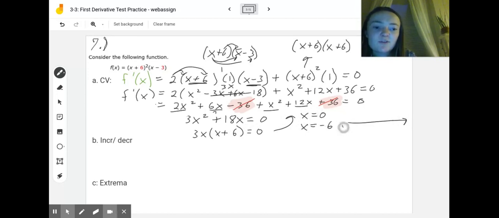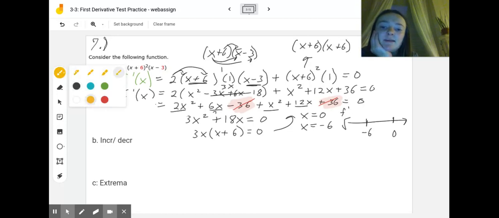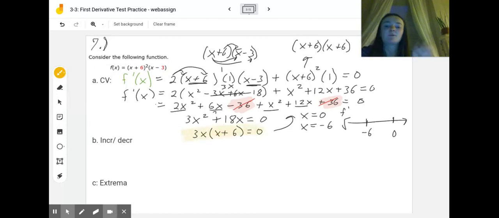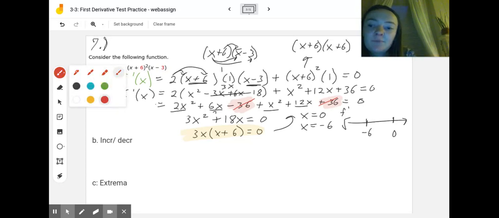Let's create a first derivative number line test. -6 and 0. And we're going to label it once again as f prime. If I plug in a number that is less than -6 to the first derivative, so remember we're plugging it in here. I picked the simplest form that I have it in. Let's plug in a number that's less than -6, like negative 100. 3 times negative 100 is a big old negative number. Negative 100 plus 6 is a big old negative number. And so this right here, a negative times a negative, is a positive. So that's going to be positive.